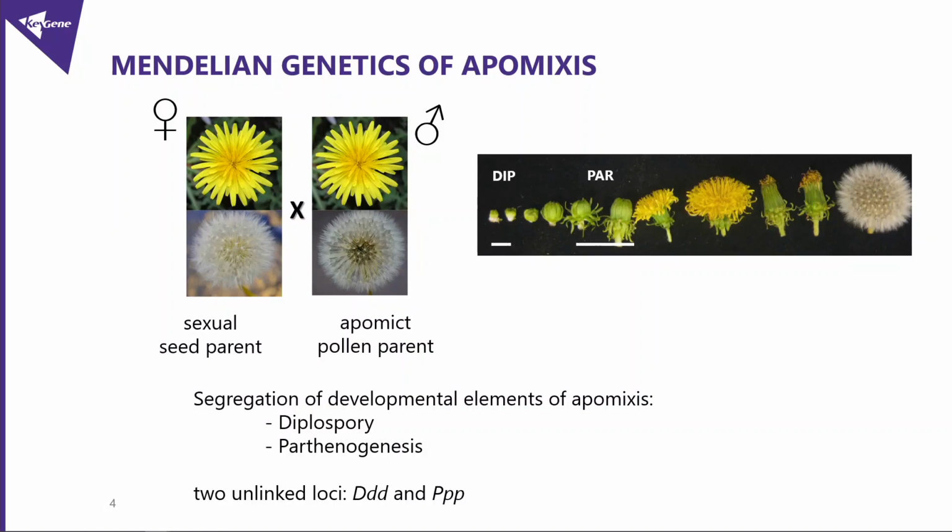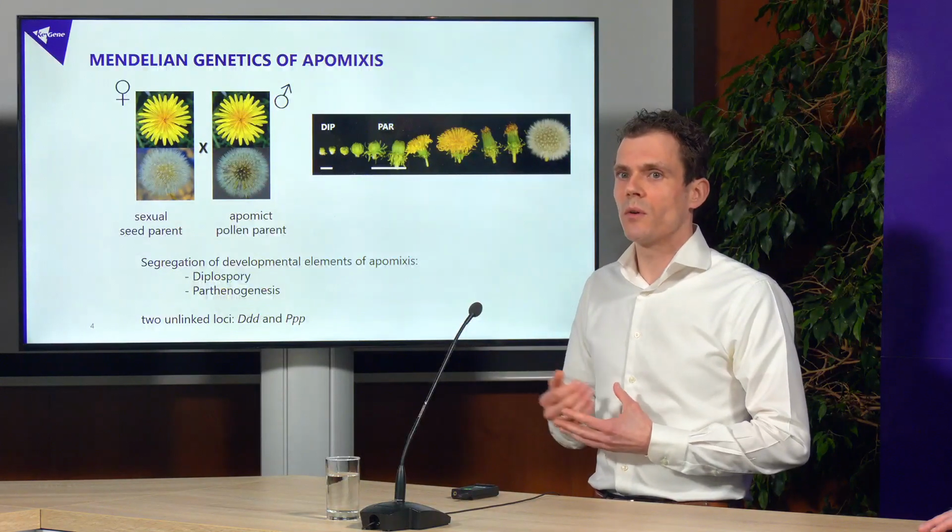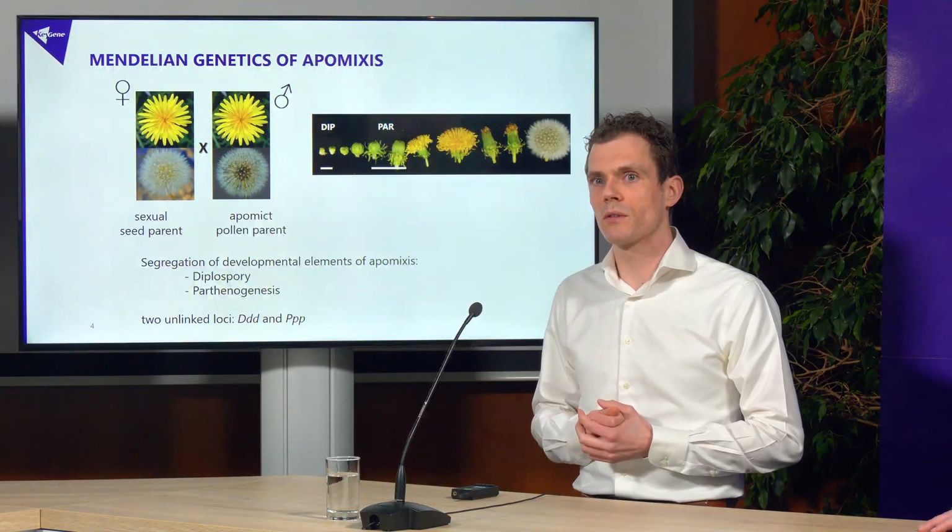So when you make these crosses, you can look in the offspring whether the developmental elements of Apomixis segregate. The two elements I would like to discuss today are diplospory, so this is the first part, as Lucia indicated. The first step is when you have no longer a normal meiosis, but a process that leads to the formation of female gametes that have the same genome copy number as the mother, so are not reduced, and also have undergone no recombination as you would normally have in meiosis. This process is the first step, and then the second step is the development of the egg cell into an embryo without fertilization, called parthenogenesis.